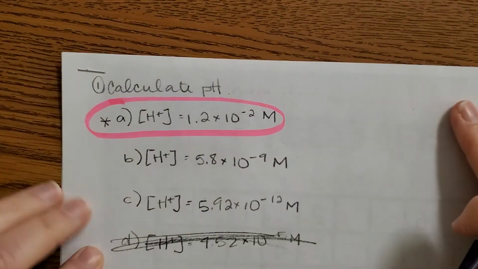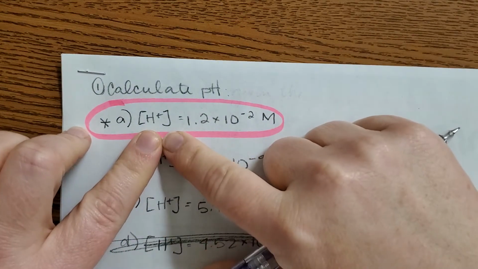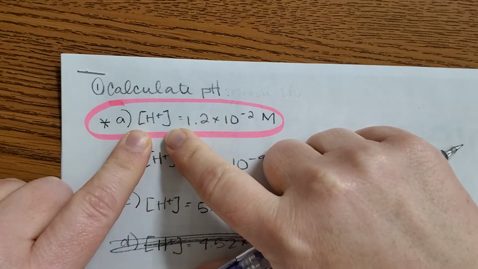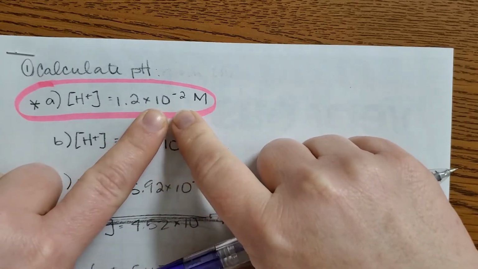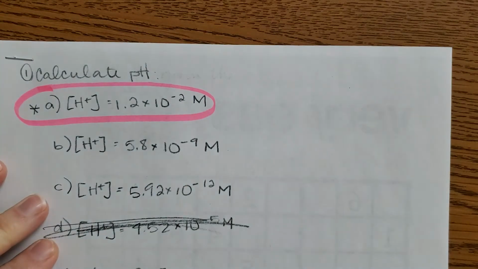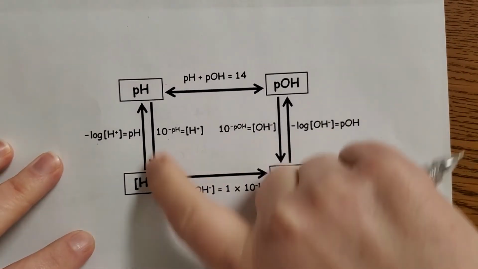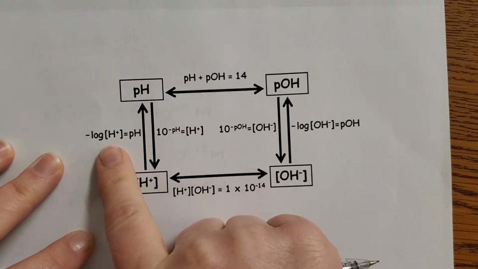On question number 1, there are 3 questions, and I'm going to do the first one for you. It wants you to calculate the pH if I give you the concentration of hydrogen ions. So the brackets mean concentration. If the concentration of hydrogen ions is 1.2 times 10 to the negative 2 molarity, what is the pH? If you find that on your graphic, you're going from concentration of H to pH, so you would follow this arrow here. So this is the formula you would use.